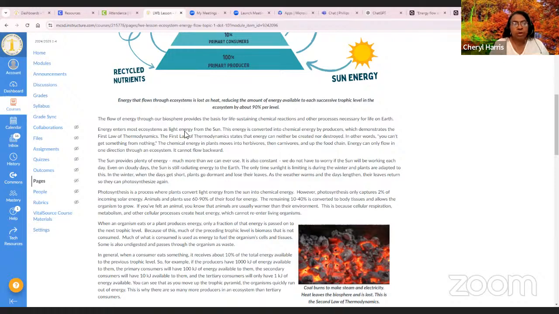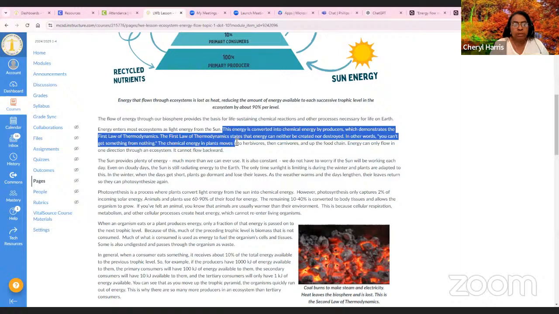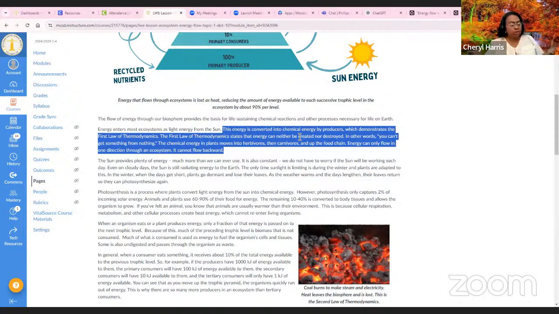For starters, and you should be taking notes, you need to be familiar with the term first law of thermodynamics. It's also called the law of conservation of energy. The first law of thermodynamics states that energy can neither be created nor destroyed. And all that means is all the energy that's in the universe is in the universe. And when we break down food, we're not destroying it, we're just changing it to something else.